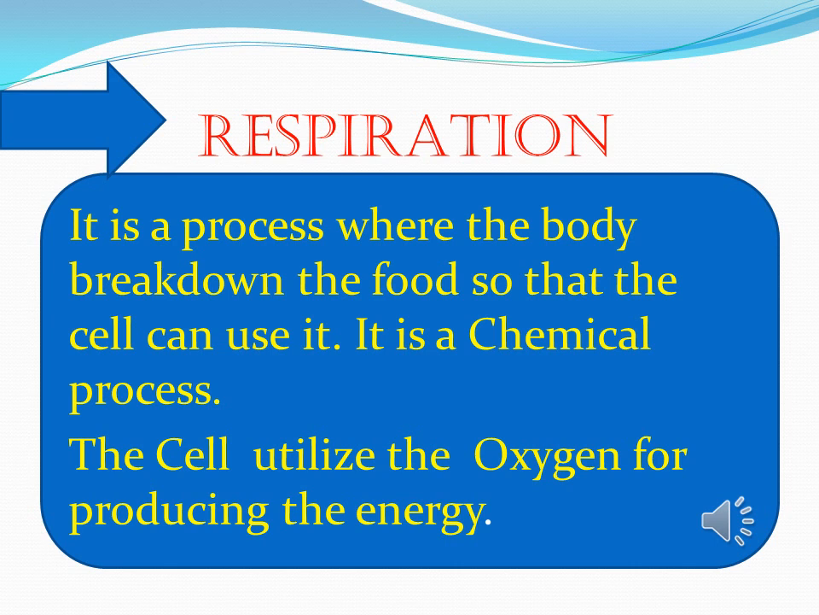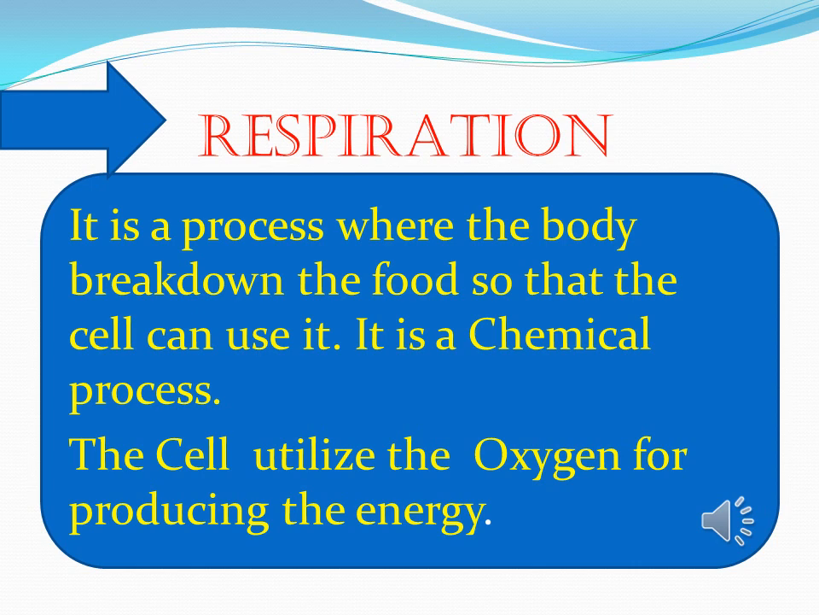It is a process where the body breaks down the food so that the cell can use it. It is a chemical process. The cell utilizes the oxygen for producing the energy. Explanation: it is a process where our body breaks down the food and converts it into liquid so that the cell can use it, because the cell cannot use the solid form. The cell provides us energy with utilization of oxygen, so our body gives the food to the cell. It is a chemical process because our body converts the food into liquid.